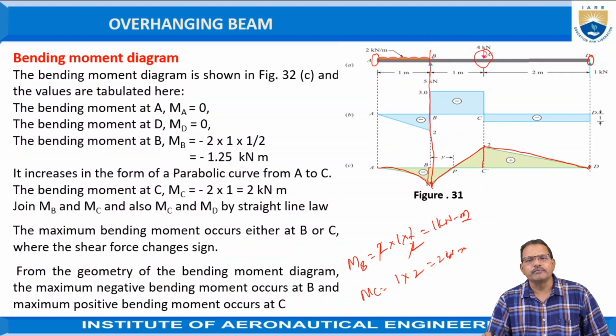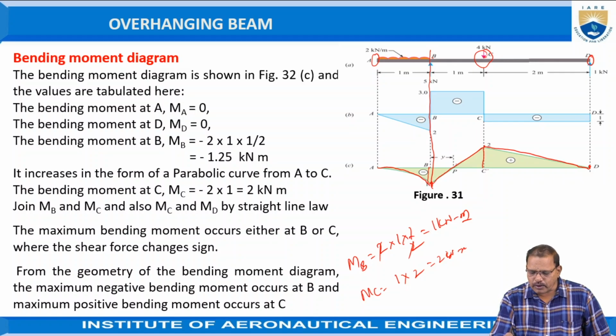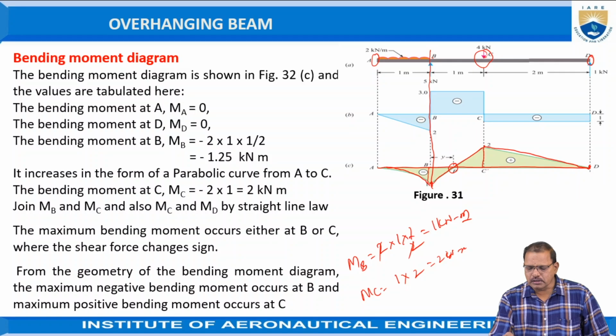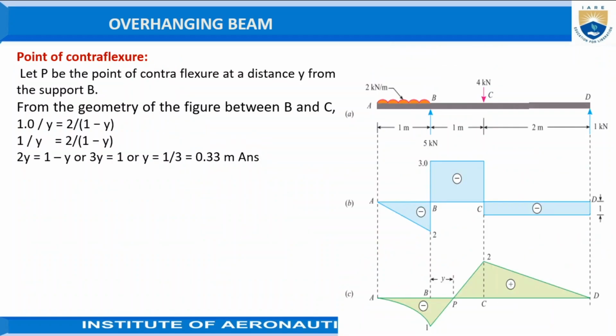Just on observing this figure, at one point, that is at P, the bending moment is crossing the axis of the beam. The point at which the bending moment crosses the axis of the beam is called the point of contraflexure. So we have to look at the position of contraflexure of the beam also.